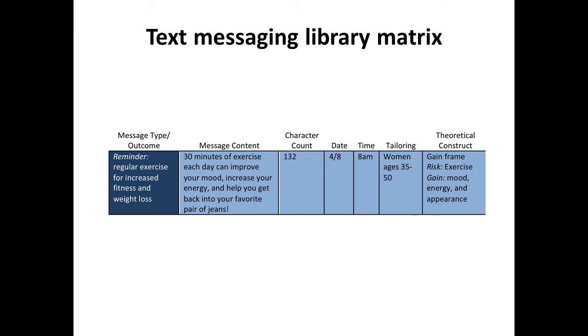What the character count is, the date and time that it would be sent, who it's tailored to, so here it's tailored to women age 35 to 50, and then the theoretical construct. So this is a game frame message, it's positive, and the risk is exercise, meaning that's the skin in the game that the recipient has to put into this. And the gain is mood, energy, and appearance. So a very nice way to think about how am I going to create these messages, what's the purpose, what's the communication and behavioral theory that supports this message being used.